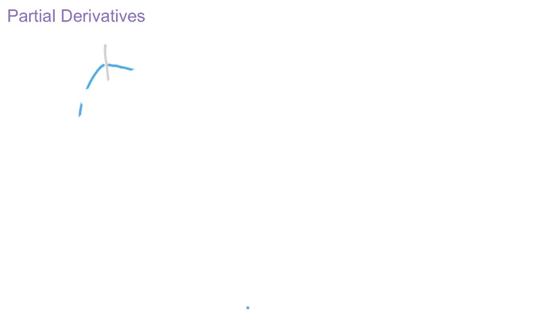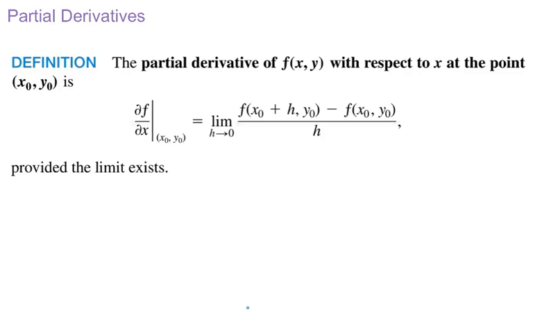Differentiable functions of several variables behave very similarly to differentiating a single variable function. So I'm going to pull in the definition and we'll talk about it. So here's the definition. The partial derivative for a multivariate function with respect to x at some point, these would be numerals, x naught, y naught, is partial f over partial x, evaluated at that point.